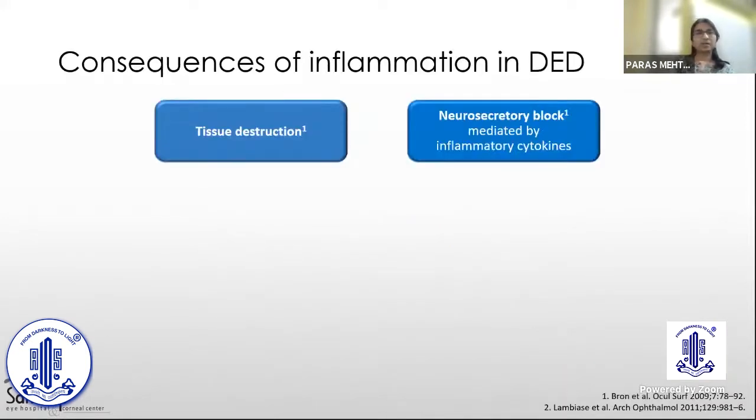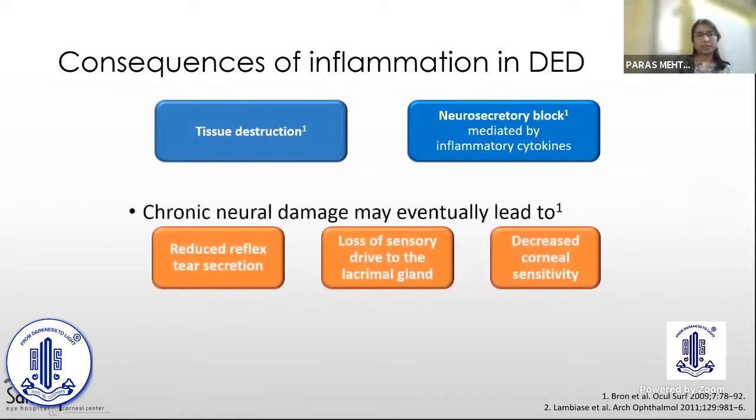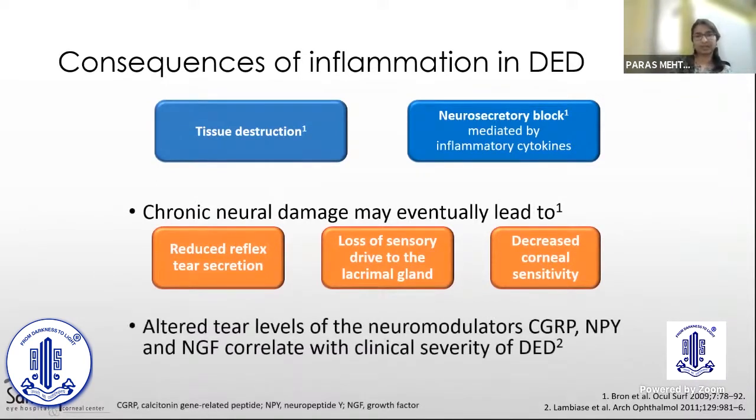So the consequences of inflammation would be tissue destruction, which would lead to neurosecretory block mediated by inflammatory cytokines. Next, please. This can lead to reduced reflex tear secretion, loss of sensory drive to the lacrimal gland, the main lacrimal and accessory lacrimal glands, and decreased corneal sensitivity. The altered tear levels of neuromodulators like calcitonin gene-related peptide, neuropeptides, or nerve growth factors correlate with the clinical severity of the dry eye disease.